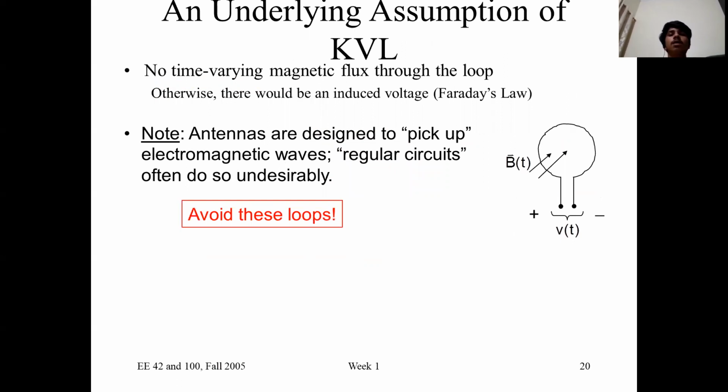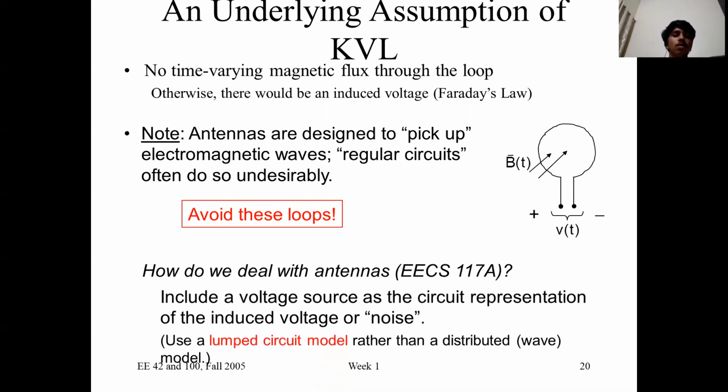An underlying assumption of KVL: no time varying magnetic flux through the loop, otherwise there would be an induced voltage. Faraday's law. Note: antennas are designed to pick up electromagnetic waves. Regular circuits often do so undesirably. Avoid these loops. If we do deal with them, include a voltage source as the circuit representation of the induced voltage or noise. Use a lumped circuit model rather than a distributed wave model.